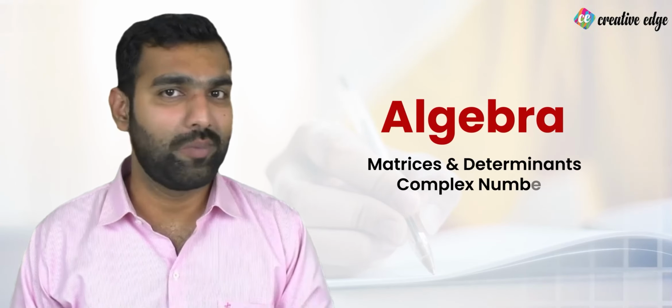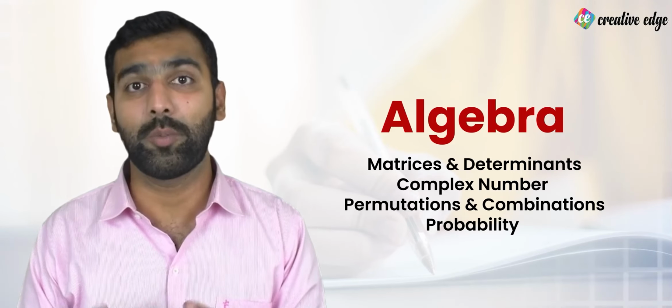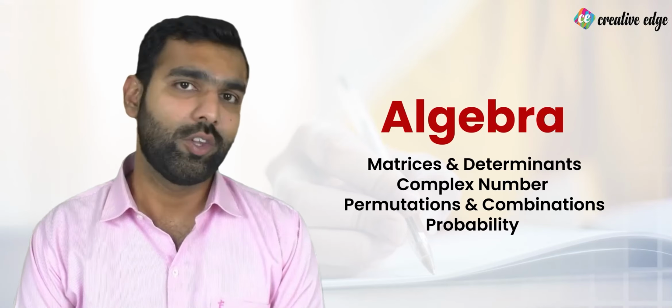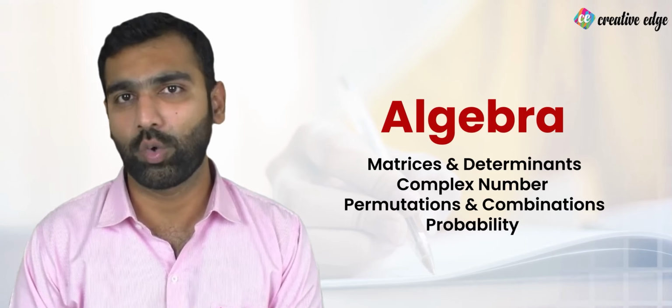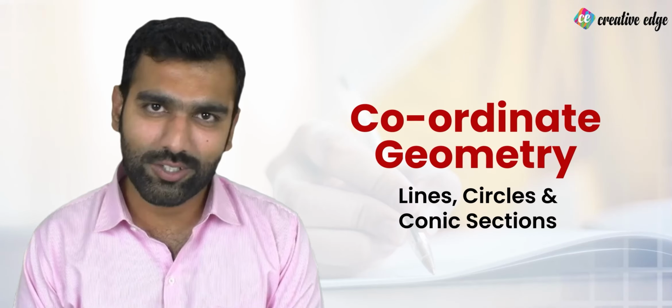Well, if you come to the algebra part, matrices and determinants, complex numbers, permutation and combination, probability are some important topics which you should be targeting. Not just that, if we master complex numbers a little bit more, we can optimize our score very well. Coordinate geometry means straight lines, circles, conic sections.